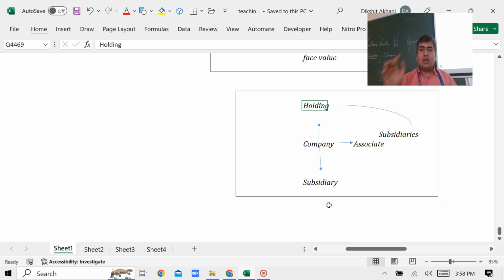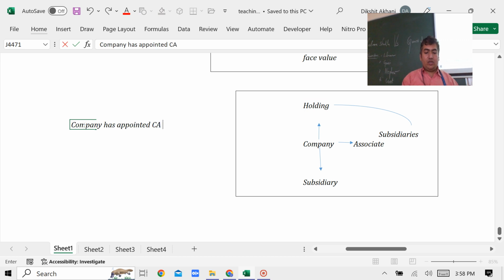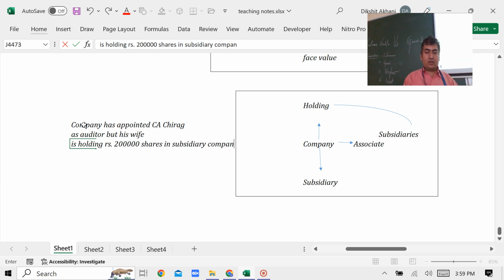Disqualified. Okay. Now, baat ye ki auditor, okay, the company has appointed CH Rao as auditor, but his wife is holding rupees 2 lakhs shares in a subsidiary company of the concerned company. Can he be appointed as auditor? What do you think about this?